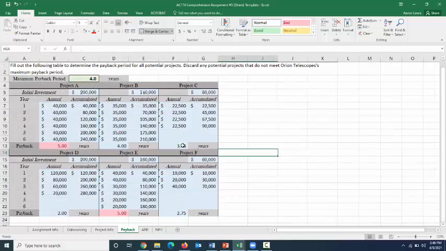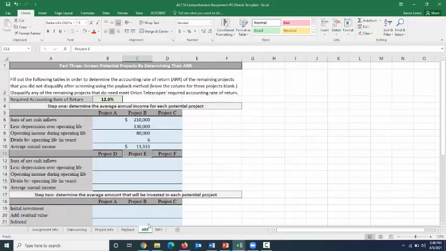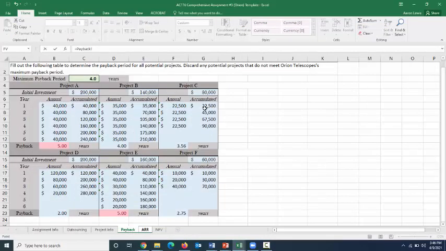We did not eliminate project C. Its 3.56 year payback period is less than 4, so we need to do ARR for that particular project, and we're going to do it in the same exact way. The sum of net cash inflows for project C can be found on the payback tab. We see that in total, project C is going to bring us $90,000 of accumulated net cash inflows.